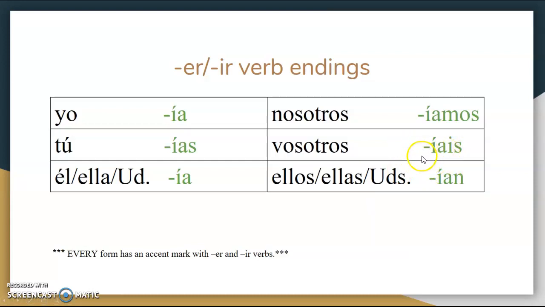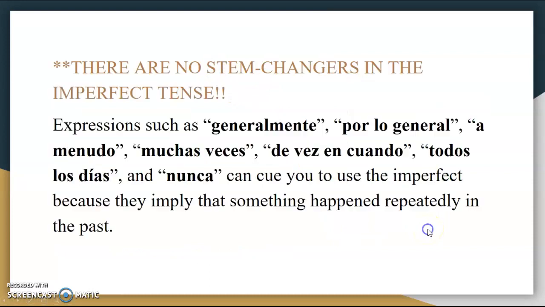Remember, vosotros is basically only used in Spain. And then ellos comían would mean y'all used to eat or they used to eat. Okay, so that's the ER, IR endings. Don't forget your accents on the I every time. There's no stem changers in the imperfect tense.